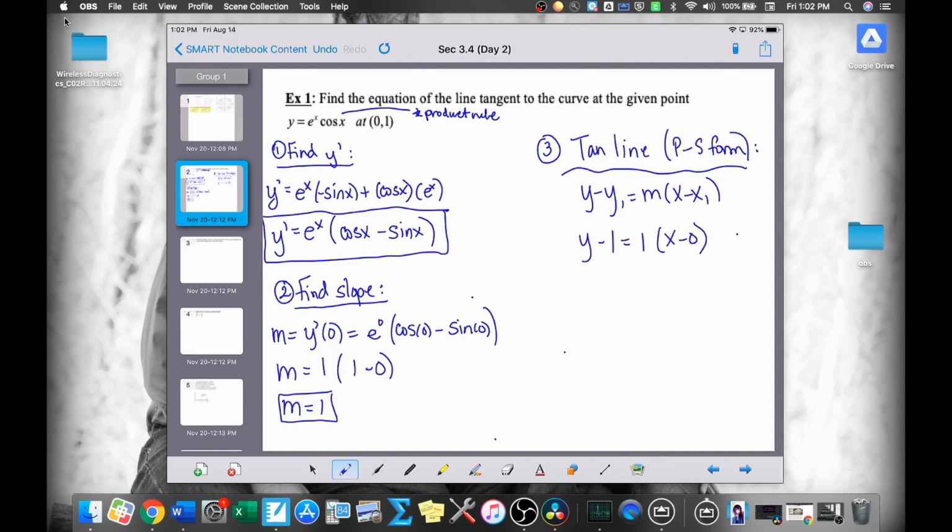So now, if we clean this up, we get y equals 1x minus 0. Add 1 to both sides, and we get y equals 1x plus 1. Here is the equation of our tangent line of our curve at the point (0, 1).